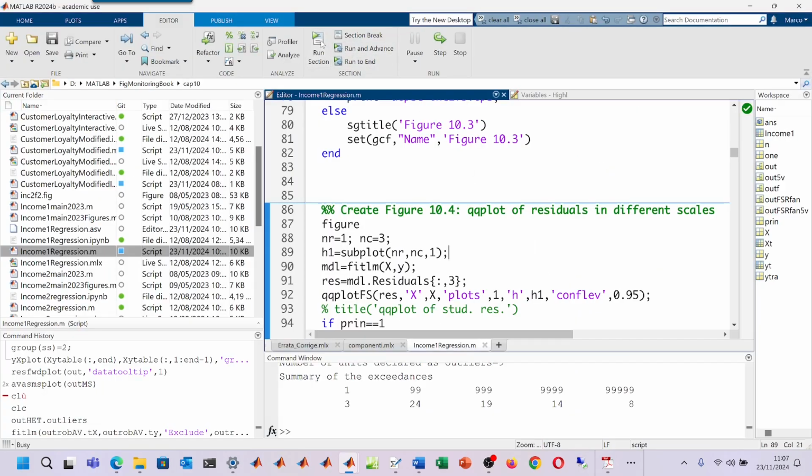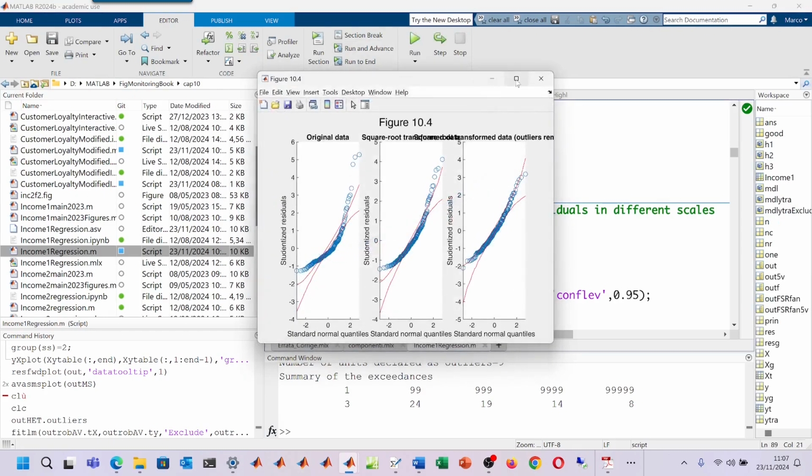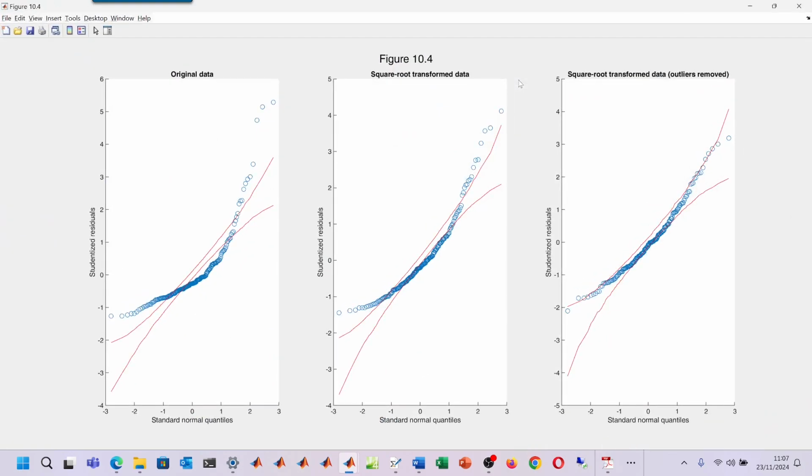Now we compare the QQ plot of residuals in 3 scales. So the first one is untransformed data, for lambda equal to 1. This is clearly nothing like normal. The second one is in the square root transformation without any exclusion of outliers. That is perhaps slightly better than no transformation, but is still outside at both ends of the plot.